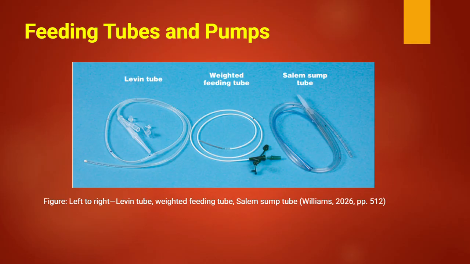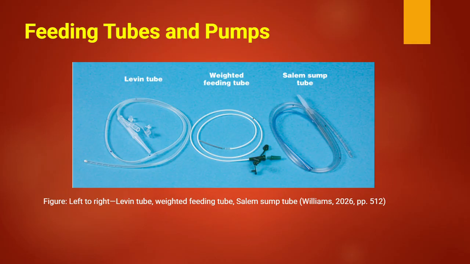On this slide, you see 3 common types of tubes used for gastric decompression and feeding: the Levin tube, the weighted feeding tube, and the Salem sump tube. The Levin tube is a single lumen tube most commonly used for short-term decompression of the stomach or for the administration of medications or feedings. Because it is a simple tube with only one channel, there is a higher risk for suction-related trauma to the gastric mucosa, so it requires close monitoring.